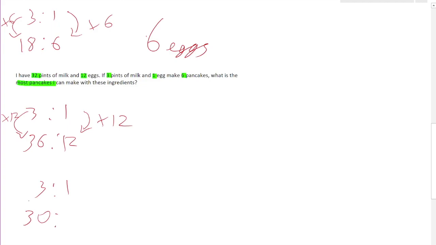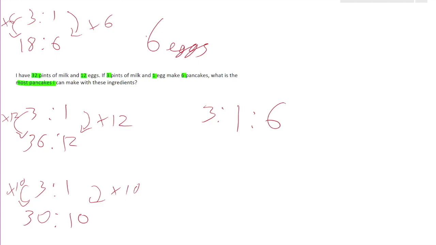Obviously times 10, so we do times 10 there, and we find that we use 10 eggs. So how many pancakes does that make? Well, we know that our normal ratio of 3 pints of milk to 1 egg makes 6 pancakes. So we've got 3 pints of milk means 1 egg means 6 pancakes. We've got a triple ratio here.